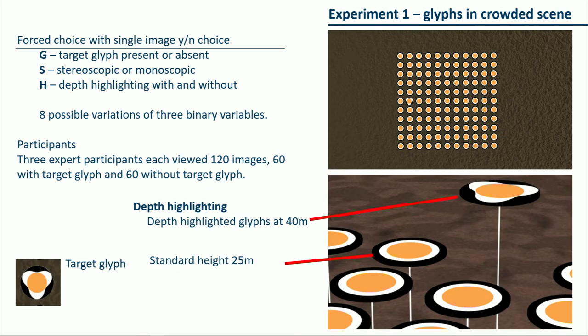So this is the first experiment that we did. The grid of glyphs with the trefoil shape in random positions in monoscopic, stereoscopic, and stereoscopic with depth highlighting. There's 8 possible variations of all these variables. In these pilot studies, we're not really exploring them all. And we also used just 3 expert participants to do this. We're aiming to try and get an idea of if it's worth doing more experiments from this study.